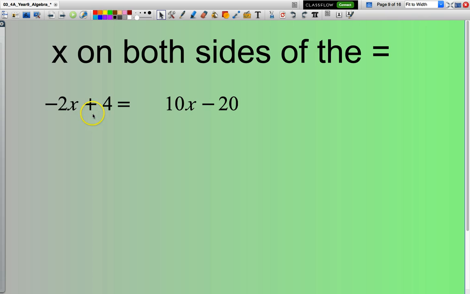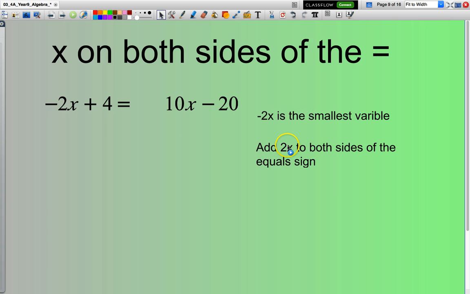So this time, negative 2x plus 4 equals 10x minus 20. So thinking about what I do, negative 2x is the smallest variable. So there's the 2 over here. 2 is smaller than 10. So to eliminate this negative 2x, I need to apply the inverse of taking away 2, which is adding 2. So I will add 2x to both sides. 2x to this side, 2x to that side. I end up with 4 equals 12x, take away 20.